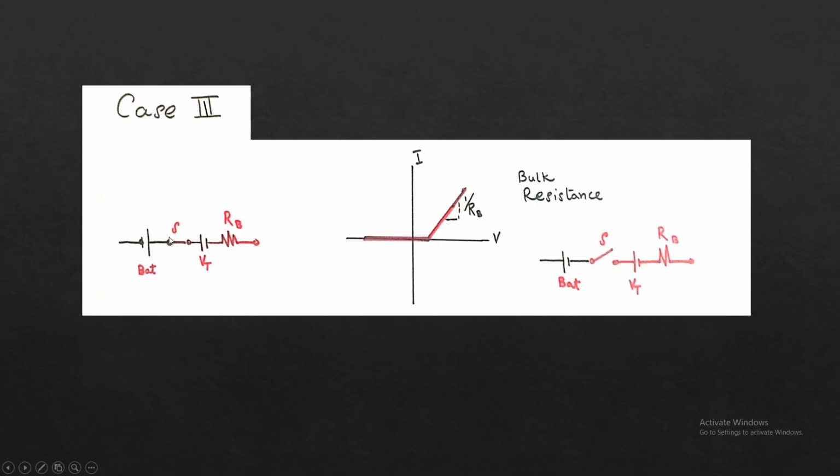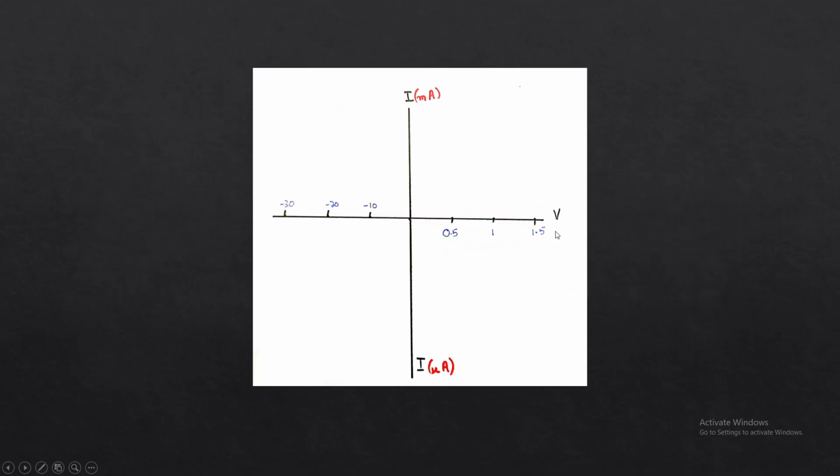So we have a battery, a switch, a threshold voltage, and some constant resistance. Before this threshold point, the resistance is infinite, but after this threshold voltage, the resistance is finite and is known as bulk resistance. For the reverse bias condition, current still would not flow as the switch is open. Okay, so let's go for the summary, and we are going to draw the graph of the VI curve.